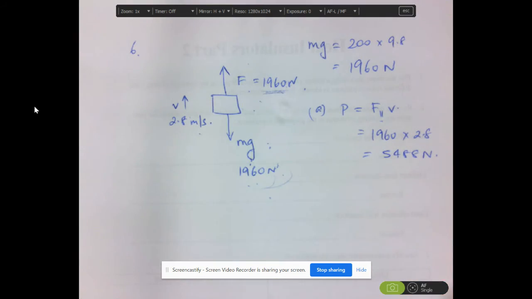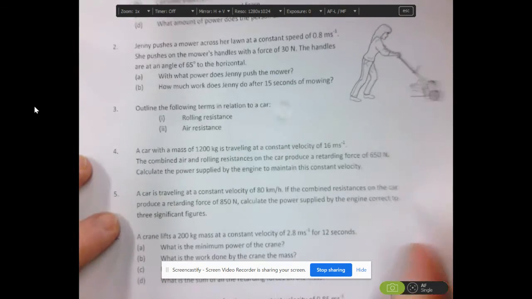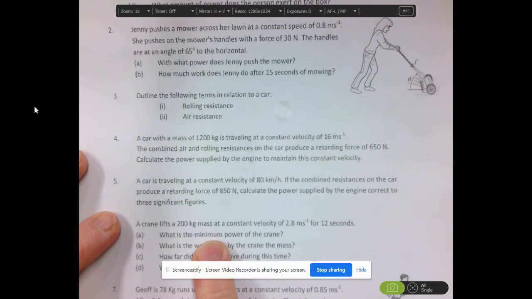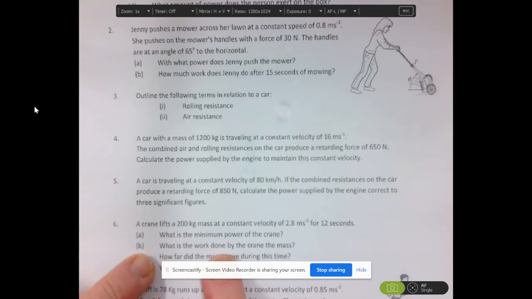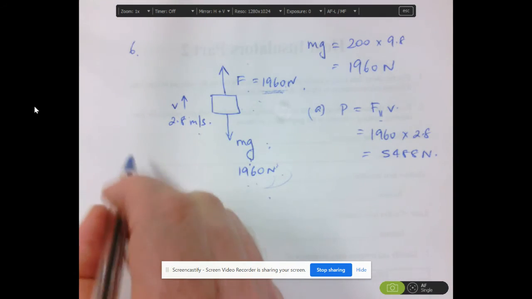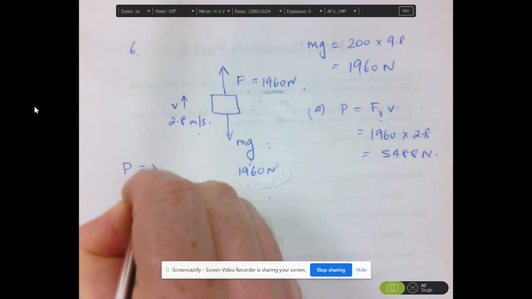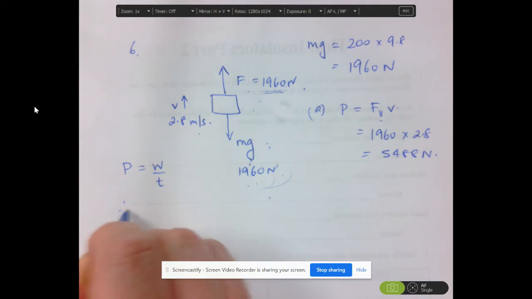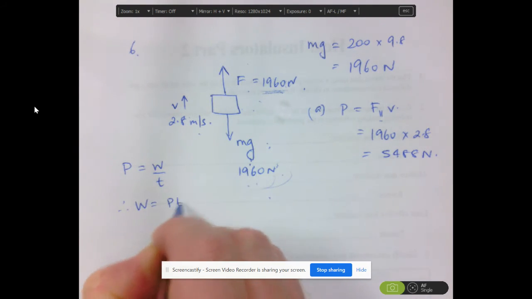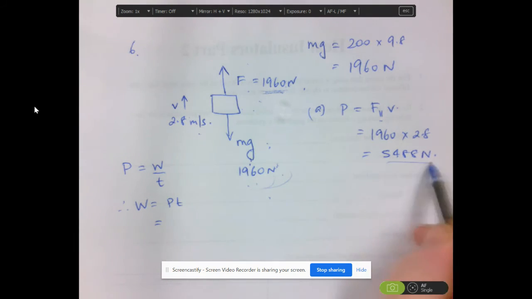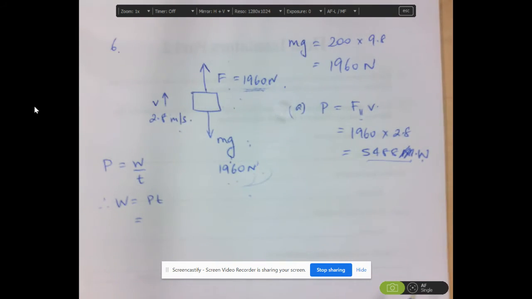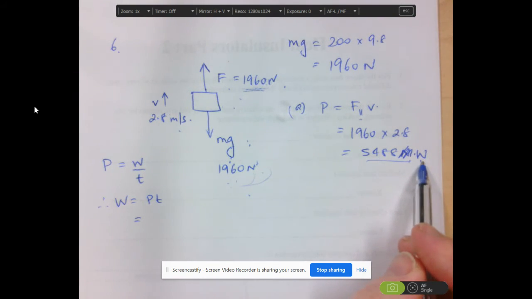So don't get yourself too overly worried about this word minimum. That's just being very technical to make sure that we are actually moving this thing upward. To work out the work, we revert to the other formula for power. Power is work over time, and therefore work would equal power times time. Oops, I put newtons over there for that power. If you have already written that down as newtons, that's meant to be watts.